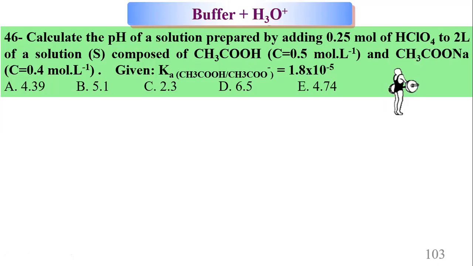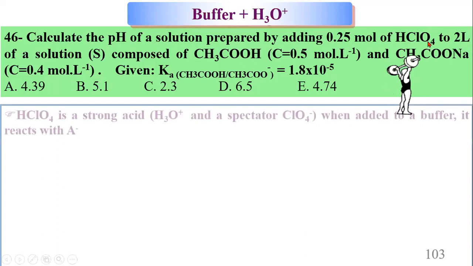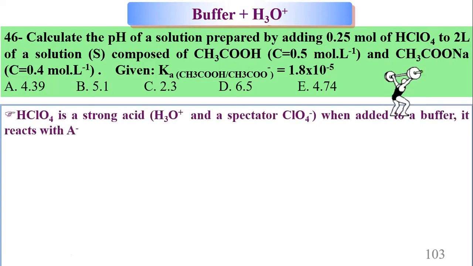Now, a lot of you, unfortunately, still have not memorized the strong acids, and I do highly recommend that you do. Because if you had, automatically, look, this is perchloric acid, and in your mind you're saying, okay, perchloric acid is a strong acid. So I'm simply adding H3O+ to my solution because the ClO4 minus is a spectator. And what happens when I add H3O+ to a solution which is a mixture of an acid and its conjugate base? Anytime you see that mixture, think buffer.